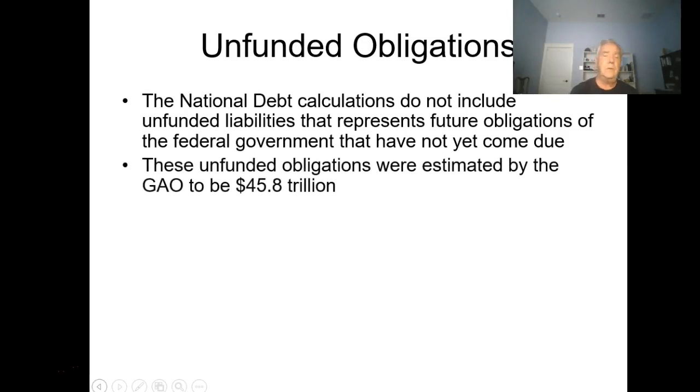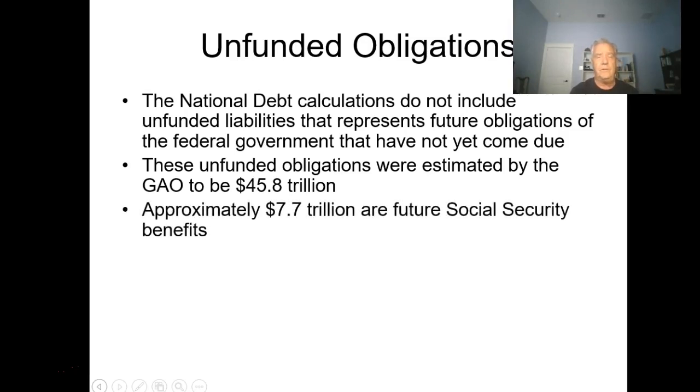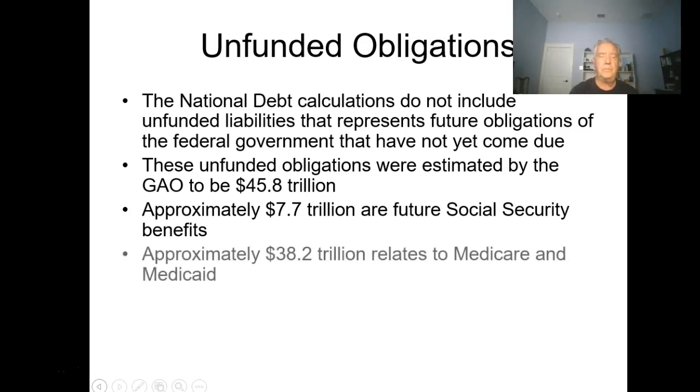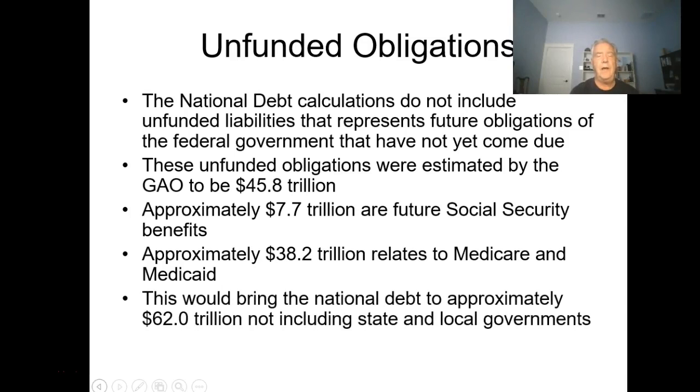The GAO, Government Accounting Office, estimated that would be about $45.8 trillion. 7.7 trillion of it is future Social Security benefits. 38.2 trillion relates to Medicare and Medicaid. The bottom line, the national debt, including unprovided for benefits, totals to $62.0 trillion. That does not include any state or local governments, that's federal only. So we have a huge problem down the road. The Congress has refused to take responsibility for it. They continue to kick the can down the road. As yet, no one has really started to address this problem.